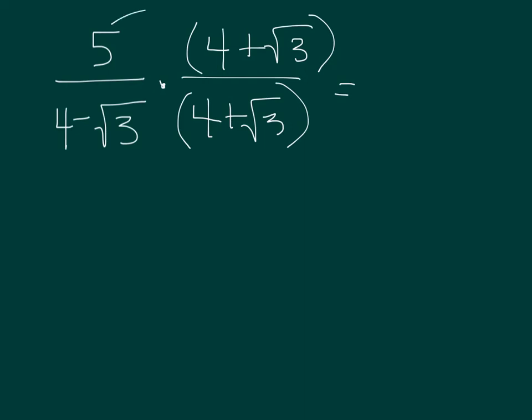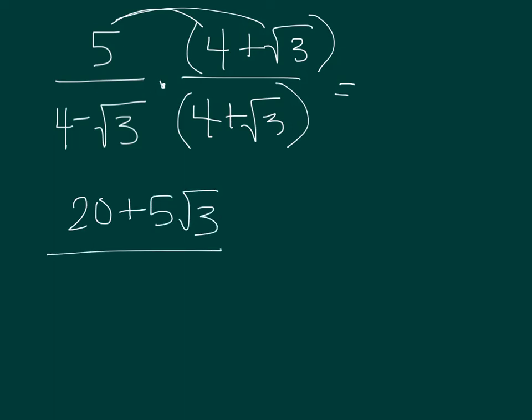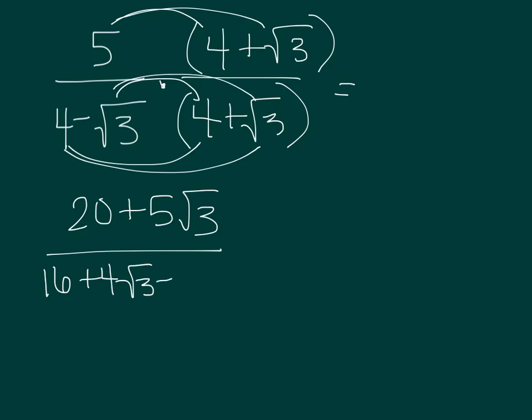I'm going to distribute the 5 in. So that's going to be 20 plus 5 root 3. Now on the bottom, I'm going to actually have to distribute and FOIL out the long way, like I did on the last few. So 4 times 4 is 16. 4 times positive root 3 is positive 4 root 3. Now I got to go back and do it with the negative. Negative 4 root 3 and then negative root 9.